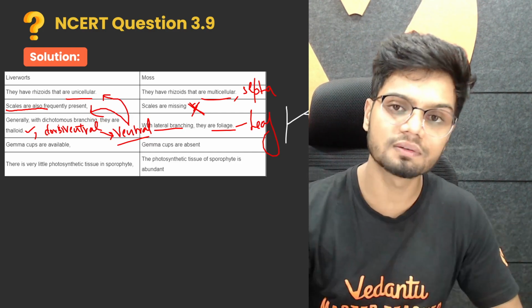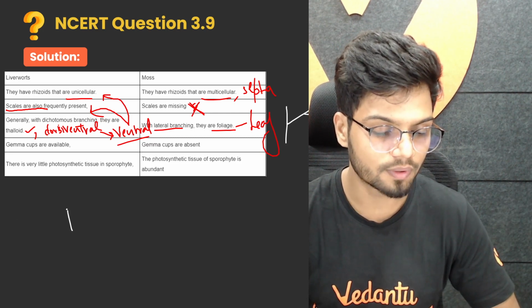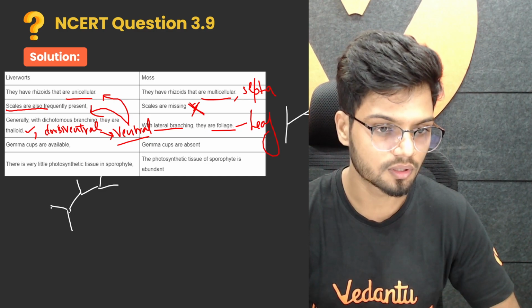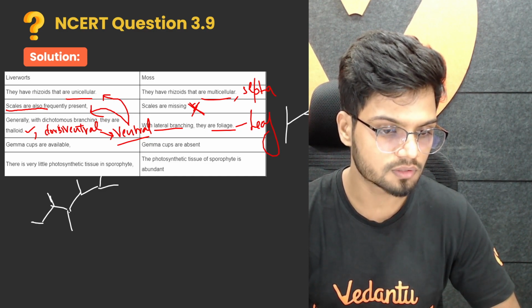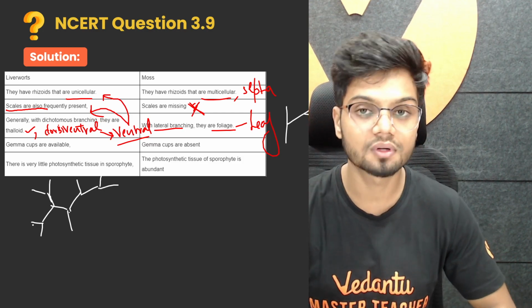But in the case of your liverworts, it is dichotomous branching. What is dichotomous branching? Dichotomous branching is this: this divides into two, this divides into two, this divides into two. Dichotomous branching can be seen in the case of your liverworts.